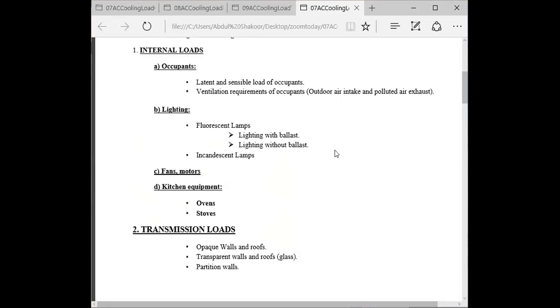So the first category is internal loads. Internal loads means latent and sensible load of occupants. Occupants, because of temperature difference, cause heat transfer, which is called sensible load. And ventilation requirement.